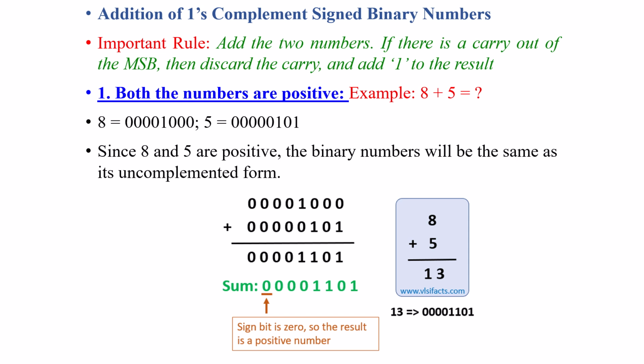Add the two numbers. If there is a carry out of the most significant bit, then discard the carry and add one to the result. So we are going to see the four cases.